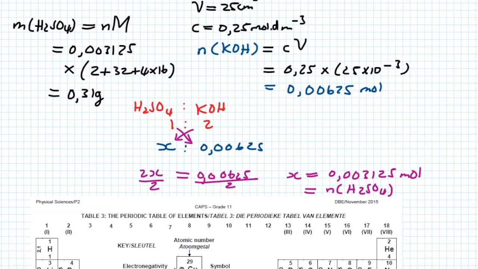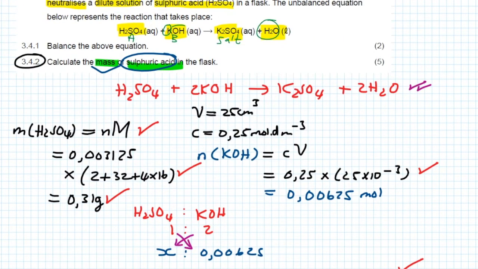So in this question, you're going to be awarded 1 mark for your substitution to calculate the number of moles of potassium hydroxide, 1 mark for the method that you used to calculate the number of moles of sulfuric acid, 1 mark for the formula, for substitution into the formula, and for the final answer of 0.31 grams. That gives you 5 marks for question 3.4.2.